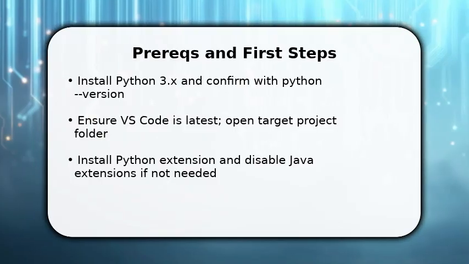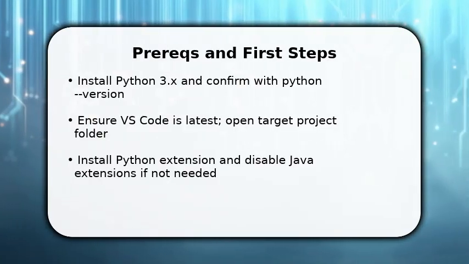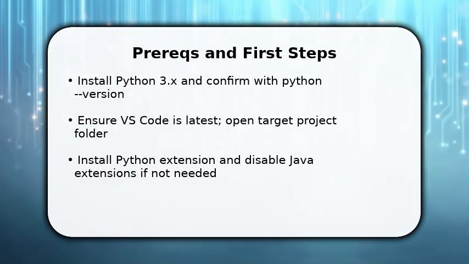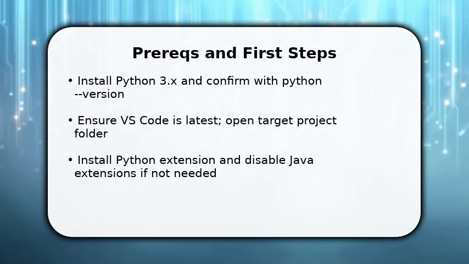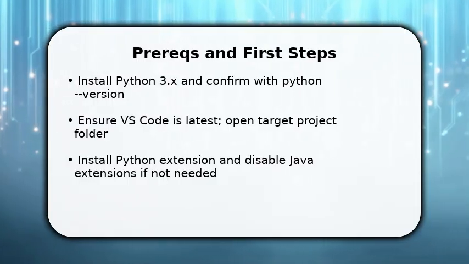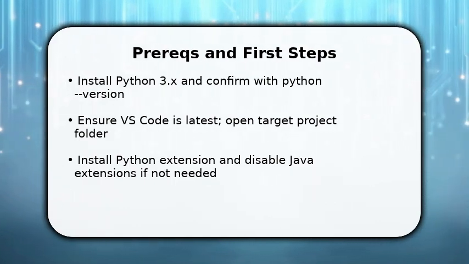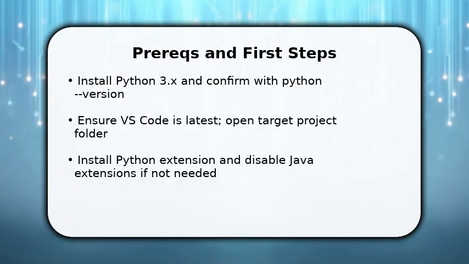Next, disable or uninstall Java-specific extensions to avoid conflicts and remove Java build files you no longer need. This gets the editor ready. The why is simple. A cleaner environment prevents tooling collisions and ensures the Python extension controls formatting and run tasks.